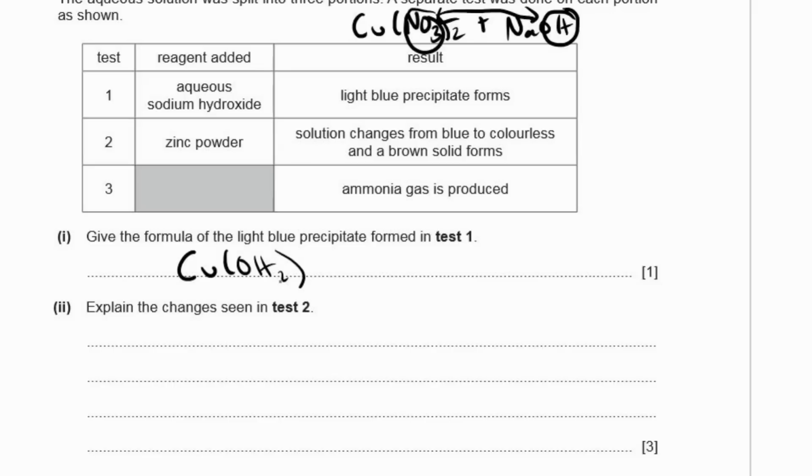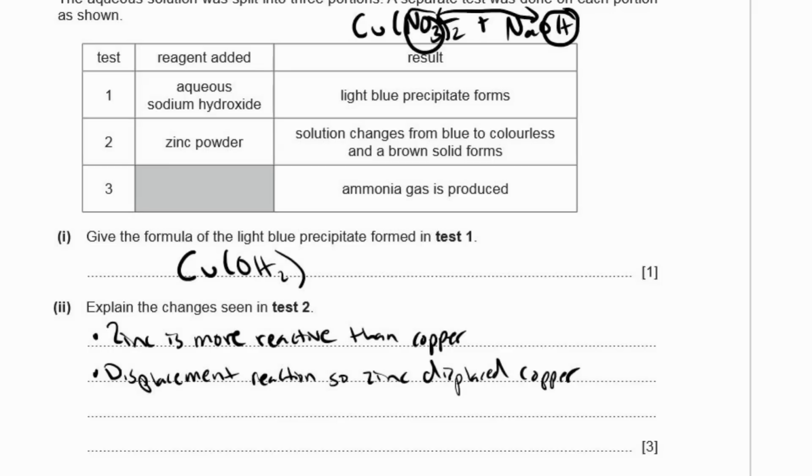All right. 2. Explain the changes seen in test 2. Okay, so test 2, we had the copper nitrate and zinc powder was added to it. And the solution changed from blue to colorless and a brown solid formed. Okay, and the reason why this happened is because zinc is more reactive than copper, and so there was a displacement reaction. The zinc displaced the copper. So when this displacement reaction occurred, the brown solid, that is the copper. The copper came out of solution and became a solid.